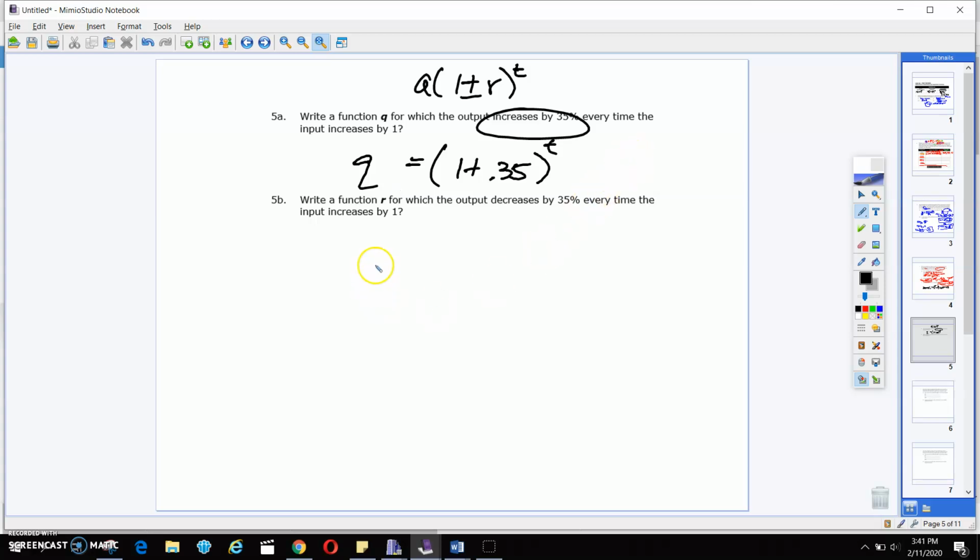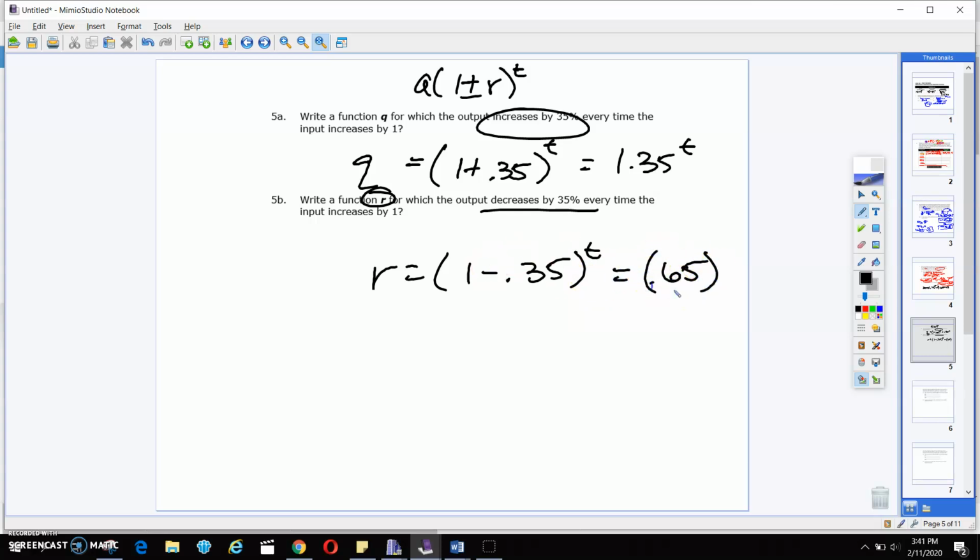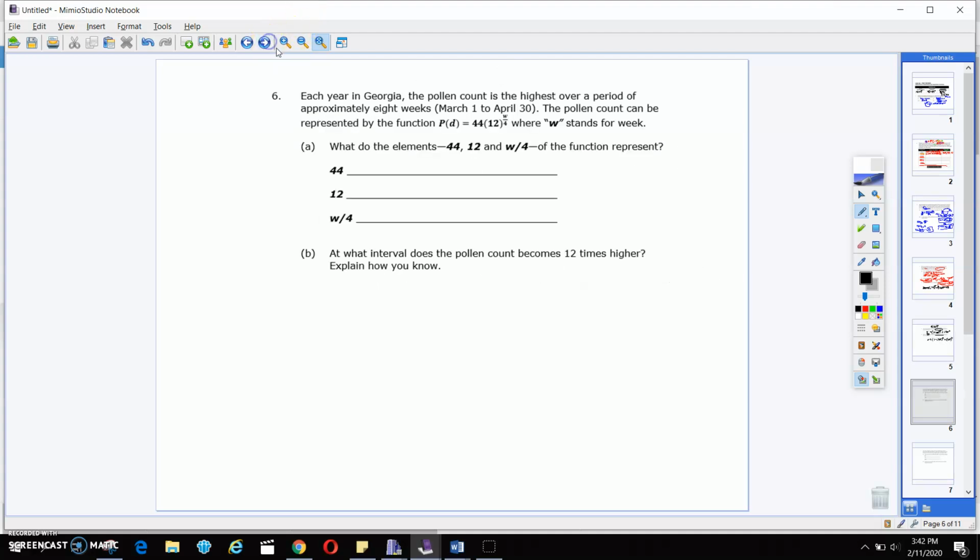Okay. For R on 5B, it's going to decrease by 35%. So R is going to equal 1 minus 0.35 raised to the t power. So this could be written out as 1.35 raised to the t, and this can be written out as 0.65 raised to the t. It just kind of depends on what your test says or your interim.